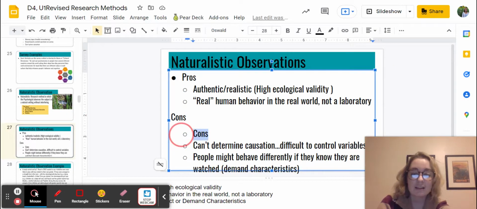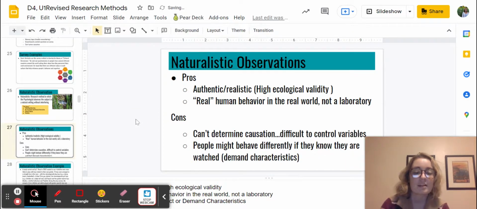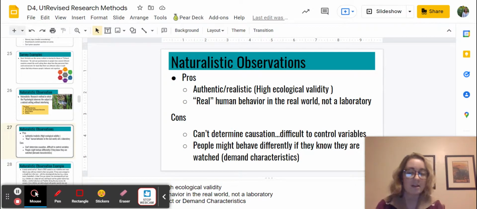Cons. It cannot determine causation, just like any other correlational method, because you can't control behaviors. Also, if they do know that they're being watched, like they know that you're watching them play with toys through a little mirror or a window, they could potentially act differently. So it depends on whether they know they're being watched or they don't know. Ethical concern: if you're not telling people you're watching them and they're part of research, that can be controversial.